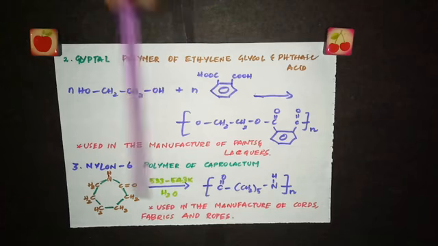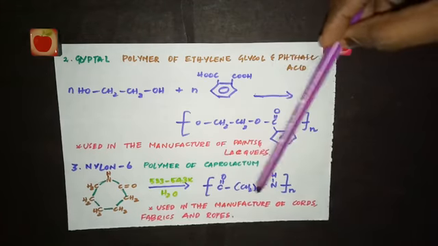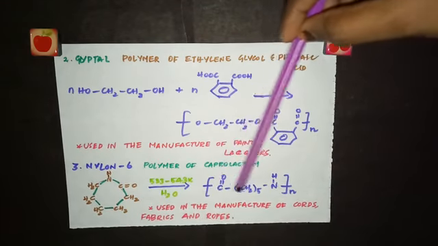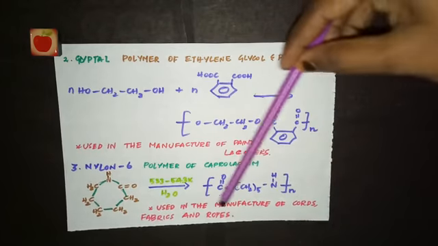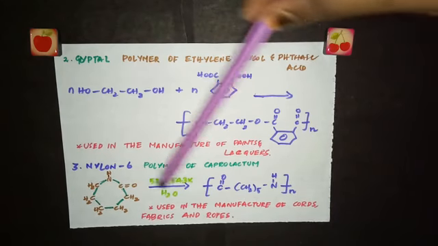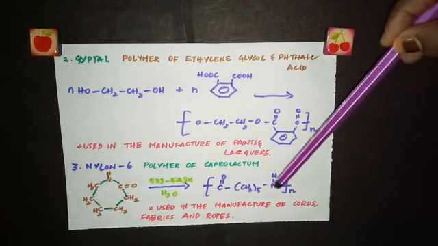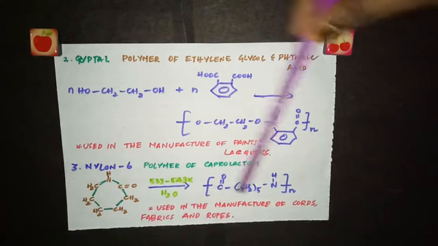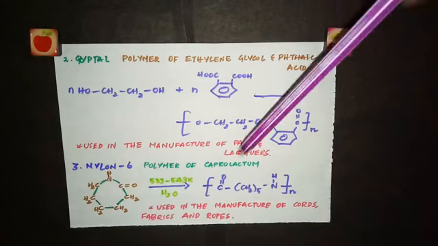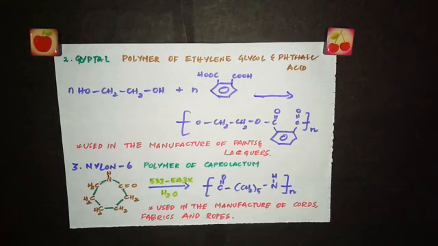When you treat it in the presence of water at 533 to 543 Kelvin, you get nylon 6. See, CH2 5, C double bond O. You have 6 carbon atoms totally in the repeating unit. So this cyclic structure has become a linear structure, put n times. So this is the structure of nylon 6. It's very easy to write from here. Just make a break here. So CH2 5 times, C double bond O, NH n times. This is used in the manufacture of cords, fabrics and ropes.